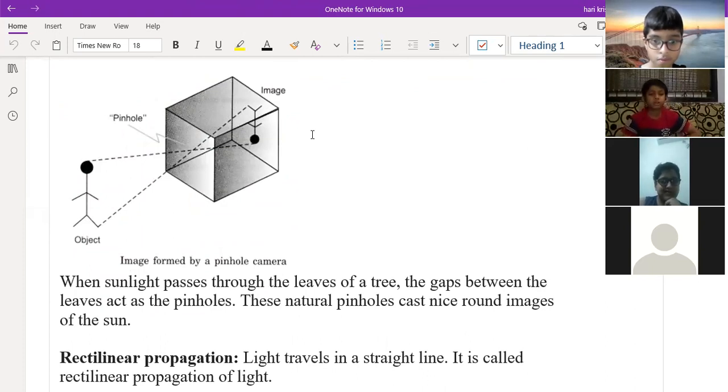Sir, last time you showed us a picture of a tree, right? Yeah, we have seen the picture of a tree on the video already. Yes, sir.